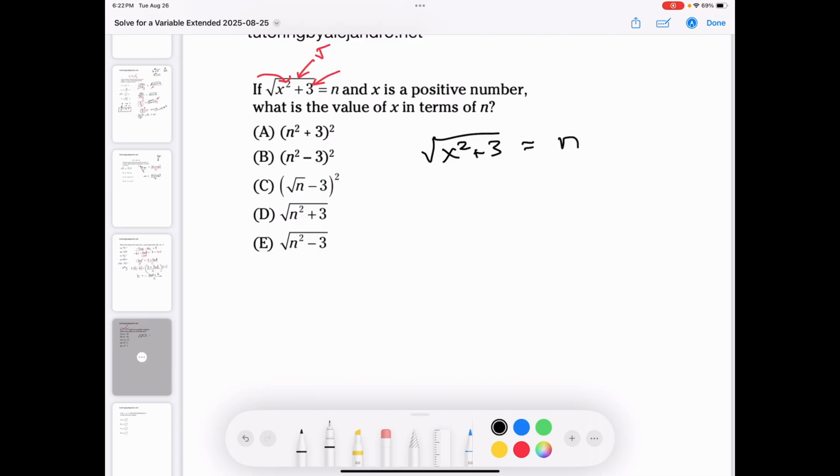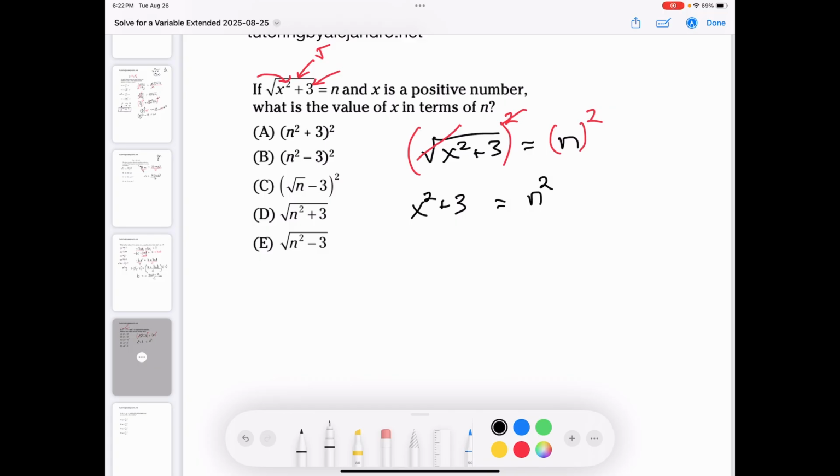Okay, so we mentioned that the opposite of square root is squaring, right? So we're going to apply a square to both sides. All right, and that'll get rid of this square root, right? Which will leave us with x squared plus 3 on the left, and just n squared, right? We don't really need the parentheses now.